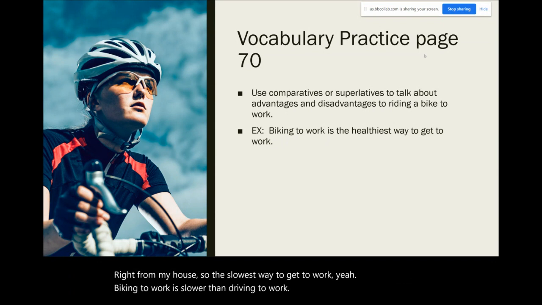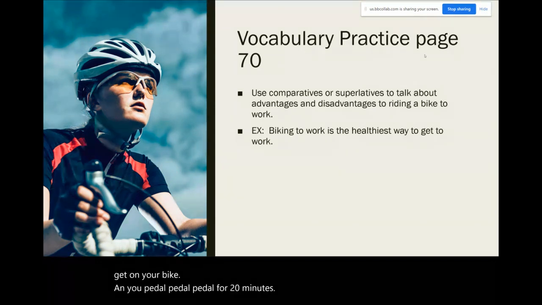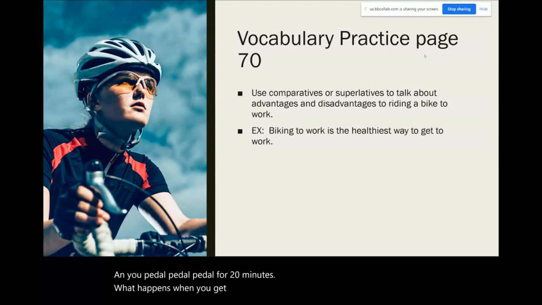Okay. Can you think of any other disadvantages? Let's think about you get ready, you get up, you get ready for work, right? Get dressed, and you get on your bike and you pedal, pedal, pedal for 20 minutes. What happens when you get to work?